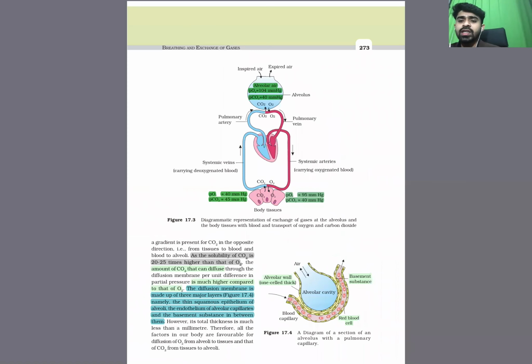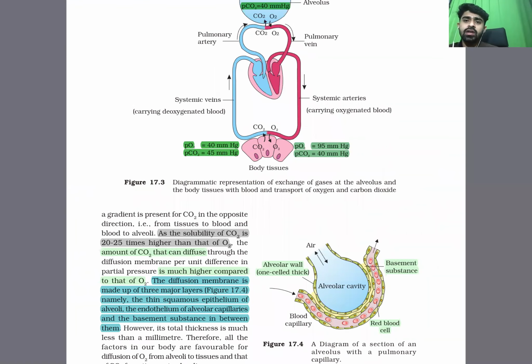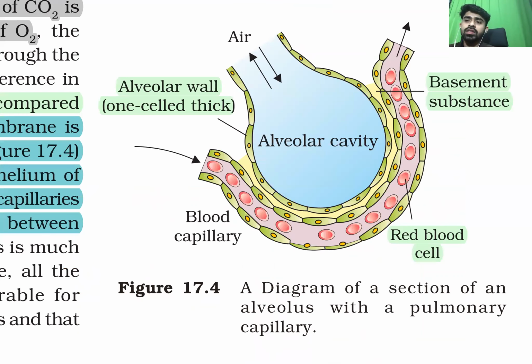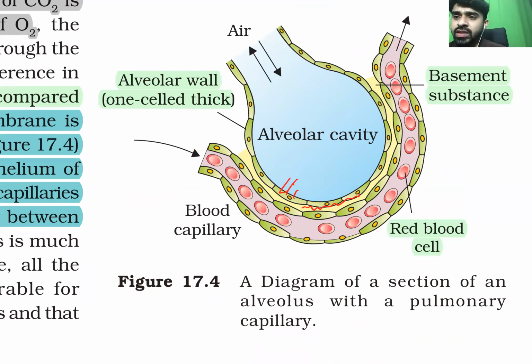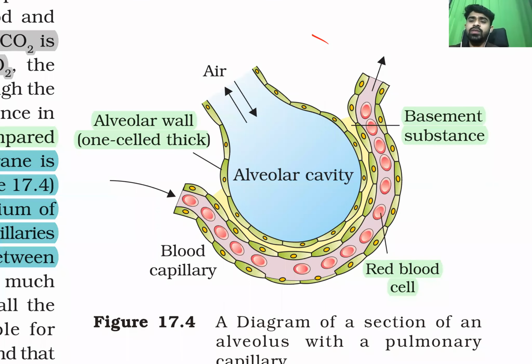This is something we have already covered, the layers of exchange of gases. The first layer, the alveolar cavity along with its cell, and this is the interstitial tissue, you already know. And this is the basement membrane. Actually, they have marked it wrongly. This is not basement membrane. Basement membrane is this and this. Anyways, but still they have marked basement substance. That's why they have told.